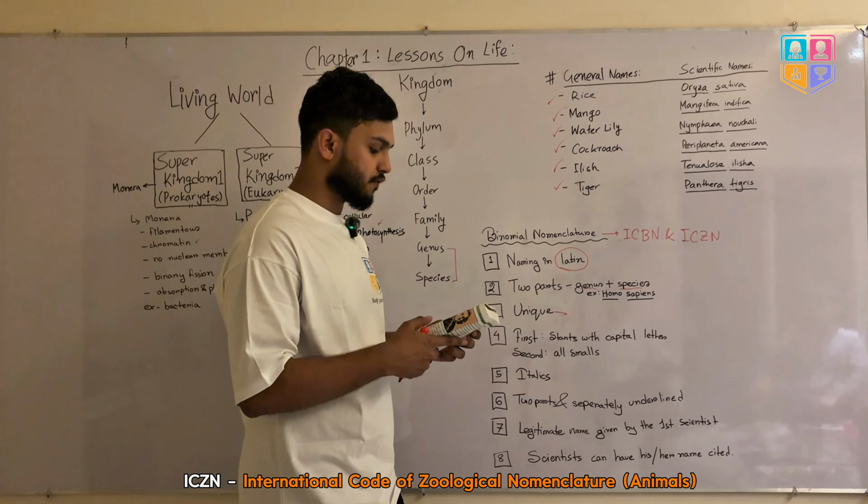Everything, including the prokaryotes and the differences between the prokaryotes and the eukaryotes, is very important. Steps of classification are equally as important, and you have to memorize the order and also the rules. The binomial nomenclature, all 8 rules, have to be memorized along with the general names and the scientific names given on the board.